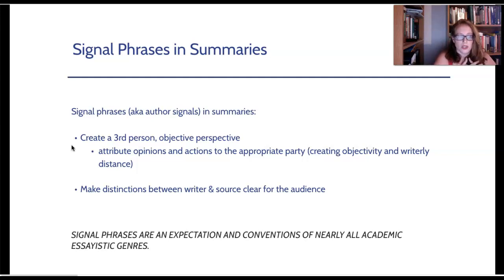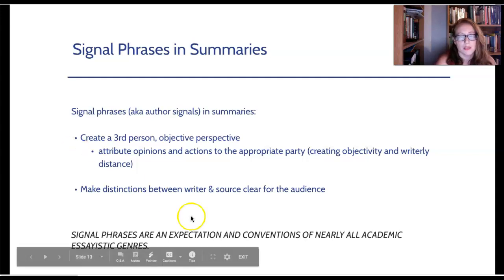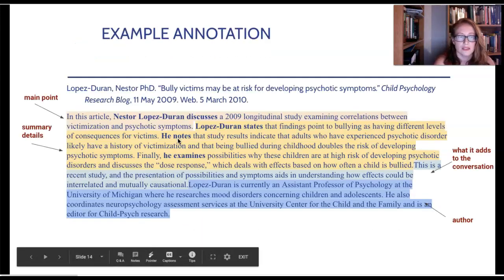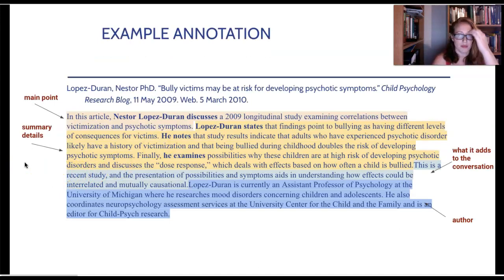This is a skill that takes practice, and it's an expectation. It's a convention that's expected across a lot of academic, especially academic essayistic genres. And I'm going to show you an example of this with one of these examples I've been going through. In this article, here is an author signal or a signal phrase. Nestor Lopez Duran discusses a 2009 longitudinal study.